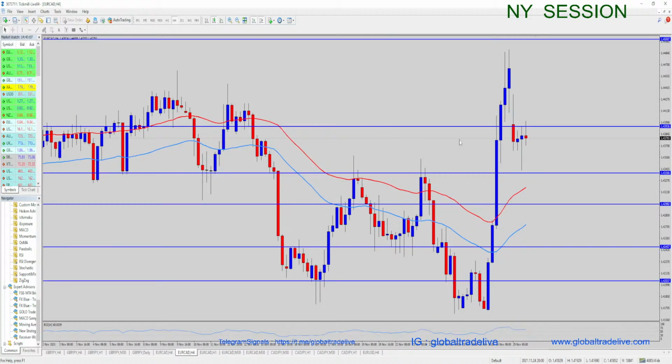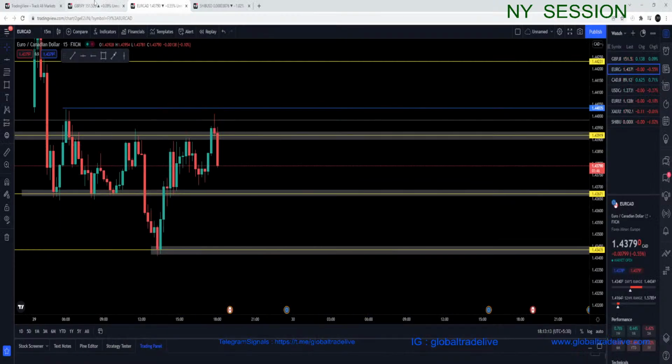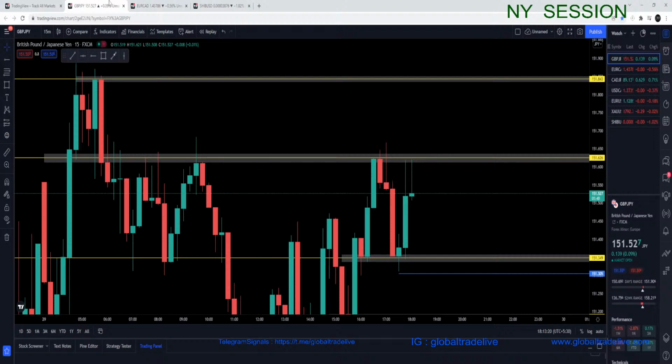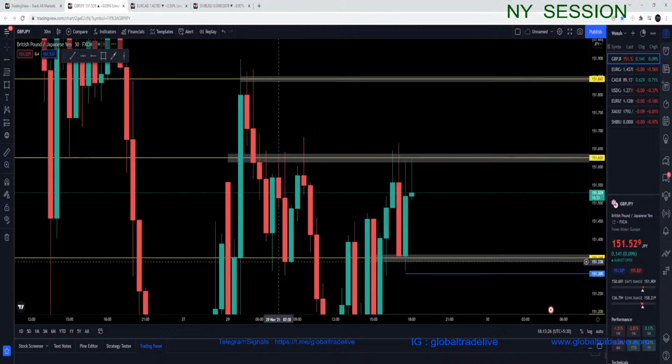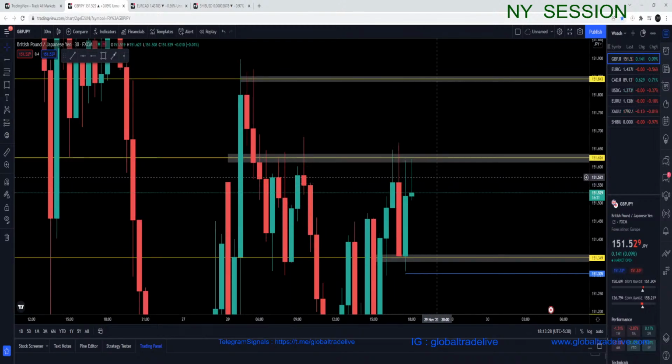Yes, that can be the case over here, because from here this market can move down to here, 36 pips down. So if that's gonna happen, then this should be closing below this area and continue moving down. But GBP JPY is again rejecting this area. Let me just go to 30 minutes.